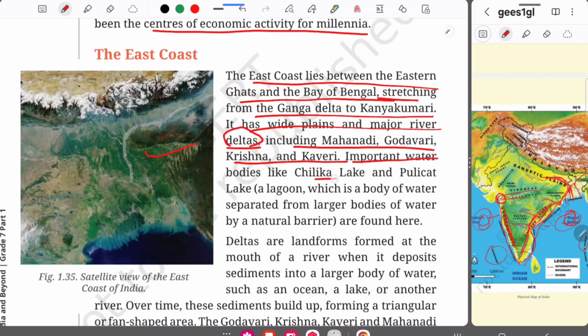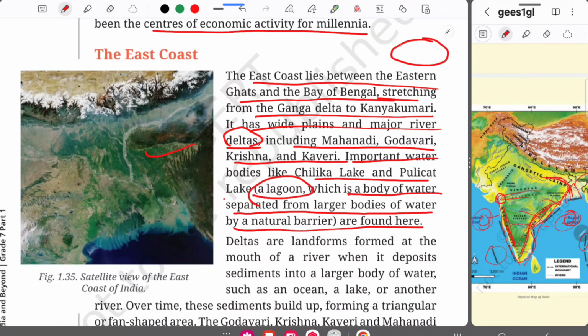Important water bodies like Chilika Lake and Pulicat Lake, a lagoon. One more thing, a lagoon. What is a lagoon? It is a body of water separated from a larger body of water by a natural barrier. Suppose this is a large sea. And if you see this, Chilika Lake and Pulicat Lake are among the largest lagoons that we have.